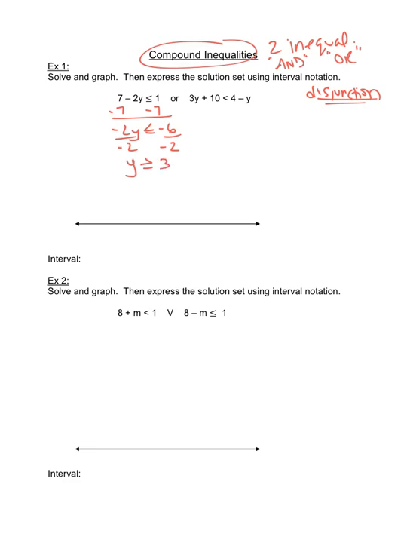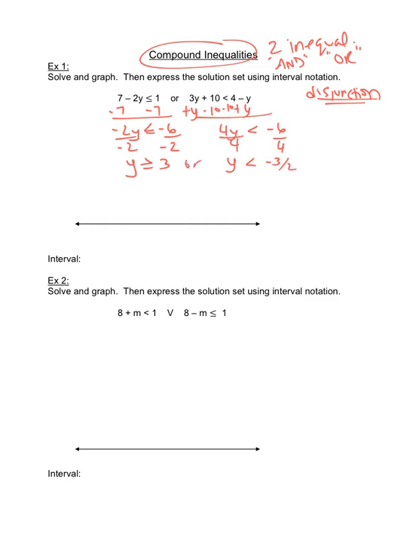And the second one, I solve again separately. So I add y to both sides, and I'm also going to subtract 10 on both sides. So I have 4y is less than negative 6. I divide, y is less than negative 3 over 2. Okay, negative 3 over 2.